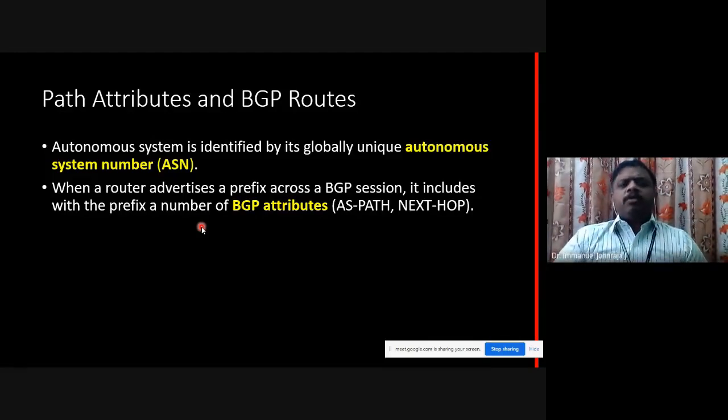Second one, when a router advertises the prefix across the BGP session, we have just seen using iBGP and using eBGP, the routers are advertising the routes, right? Very similar to your RIP and OSPF protocols. They also advertise the route to other routers. They don't only give the routing information, but also a number of BGP attributes, okay? And there are a humpty number of BGP attributes, but we are going to talk about two important BGP attributes. They are autonomous system path and next hop.